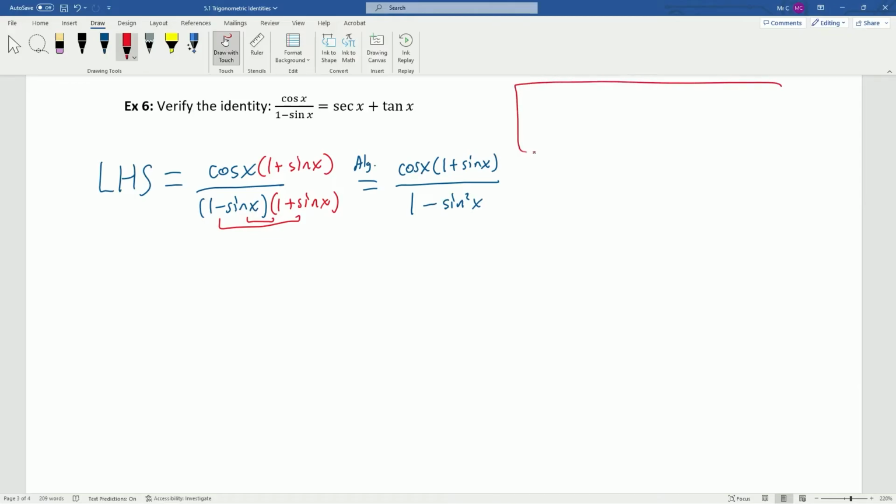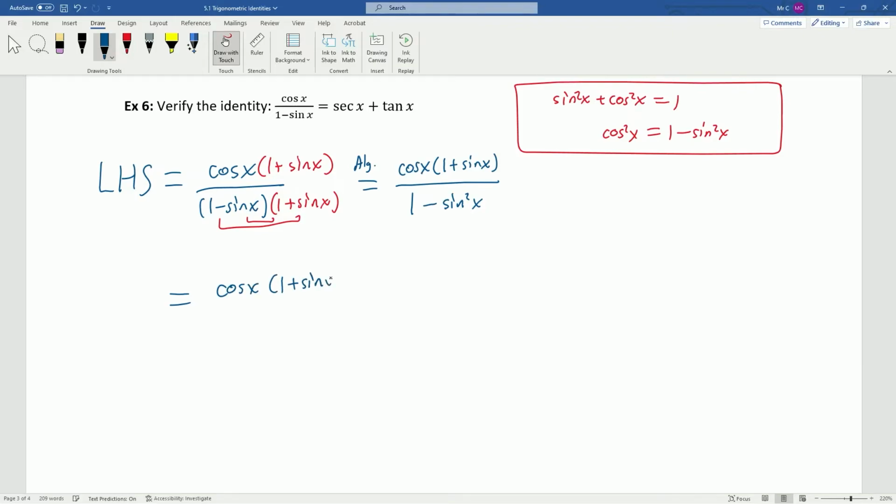Okay, and now let's take a look at our Pythagorean identities again. Sine squared of x plus cosine squared of x equals 1. Here in the denominator, I have 1 minus sine squared of x. Well, if I look at my Pythagorean identity, if I move sine squared of x across, I see that 1 minus sine squared of x is cosine squared of x. So that lets me rewrite my denominator here as cosine squared of x.